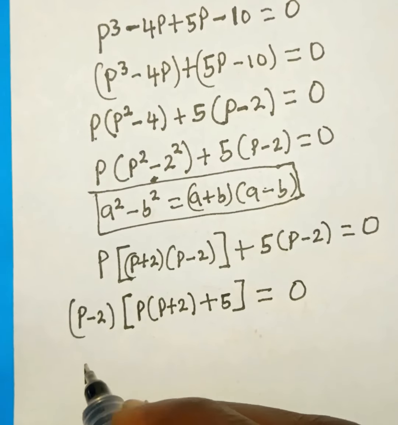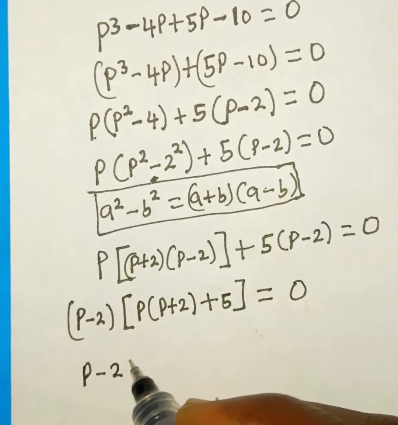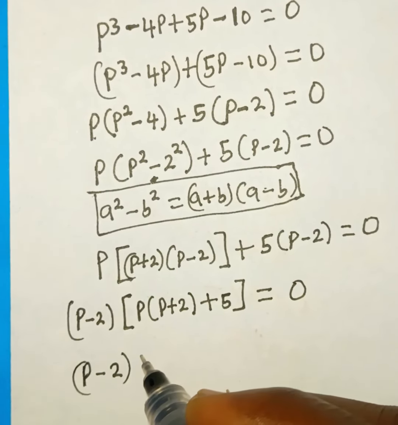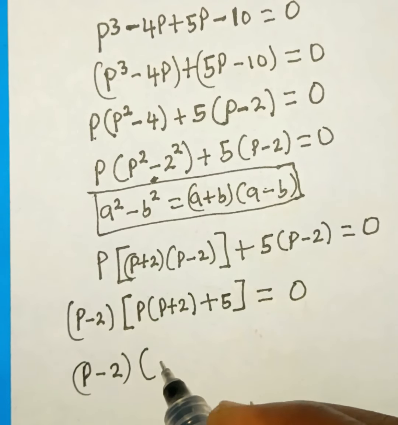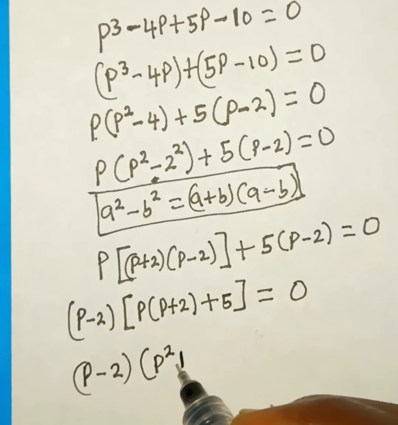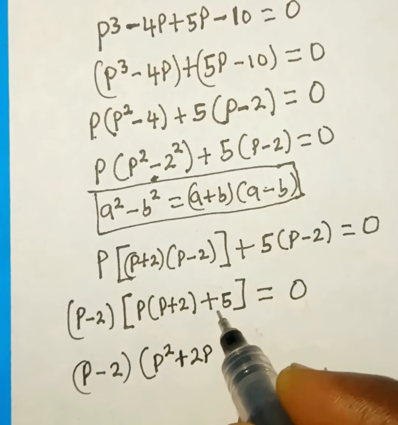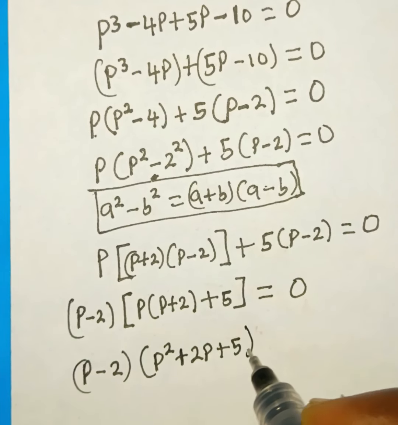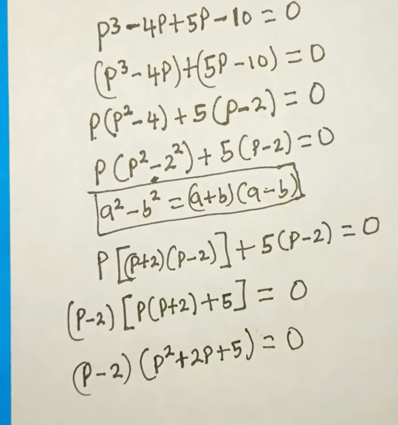So here we are going to have p minus 2 close bracket, then into this bracket, p multiplied by p is going to give us p square, then p multiplied by 2 is going to give us 2p, then plus 5, everything will be equal to 0.